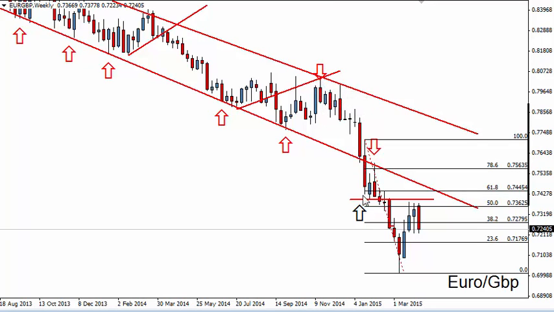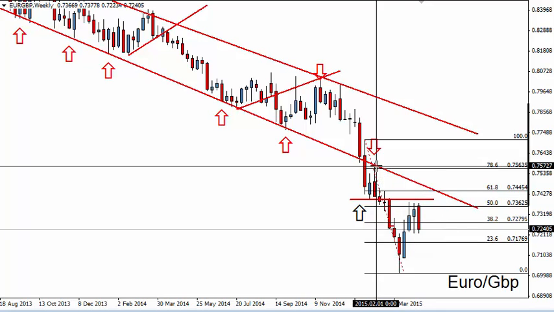When we finally got the break and this one failed, we then were looking for a pullback to, I think it was 75.90 we looked for.